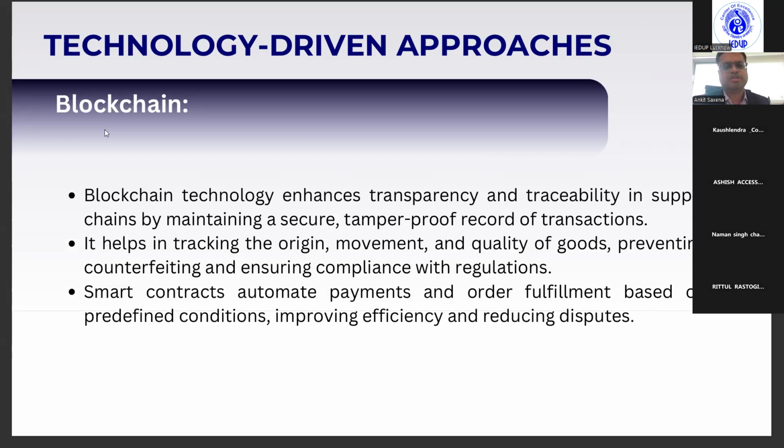Right. As mentioned, that blockchain technology enhances transparency, and you can trace your supply chain by maintaining a secure tamper-proof record of transactions. You can track not just the movement of the goods, but also you can track the quality of the goods being maintained throughout the supply chain. You can also automate payments based on the traceability of your goods and items pertaining to your customers as well as your suppliers.